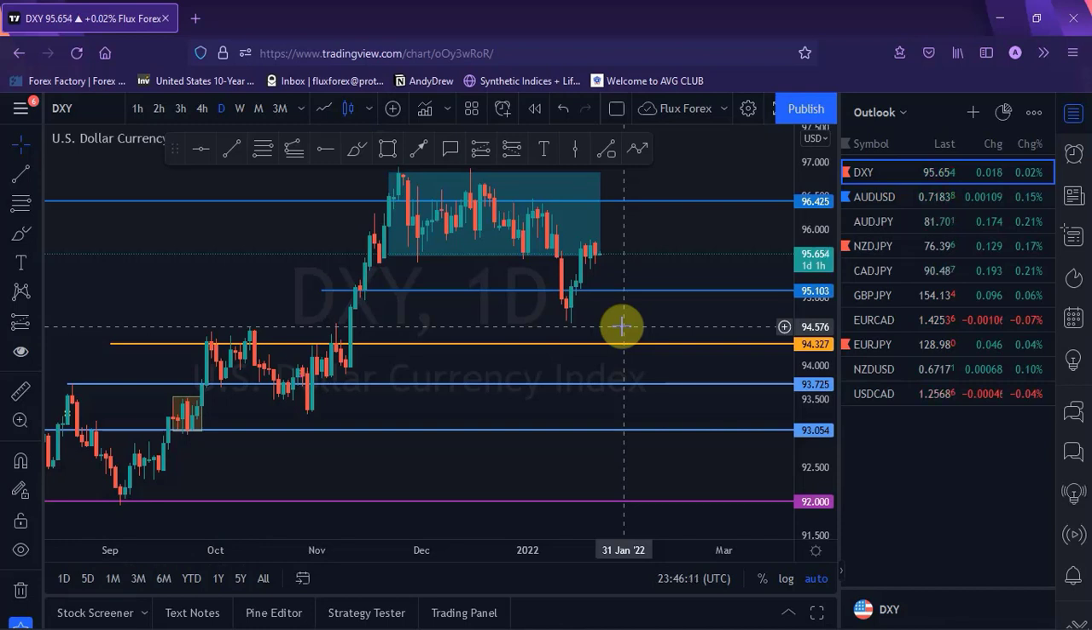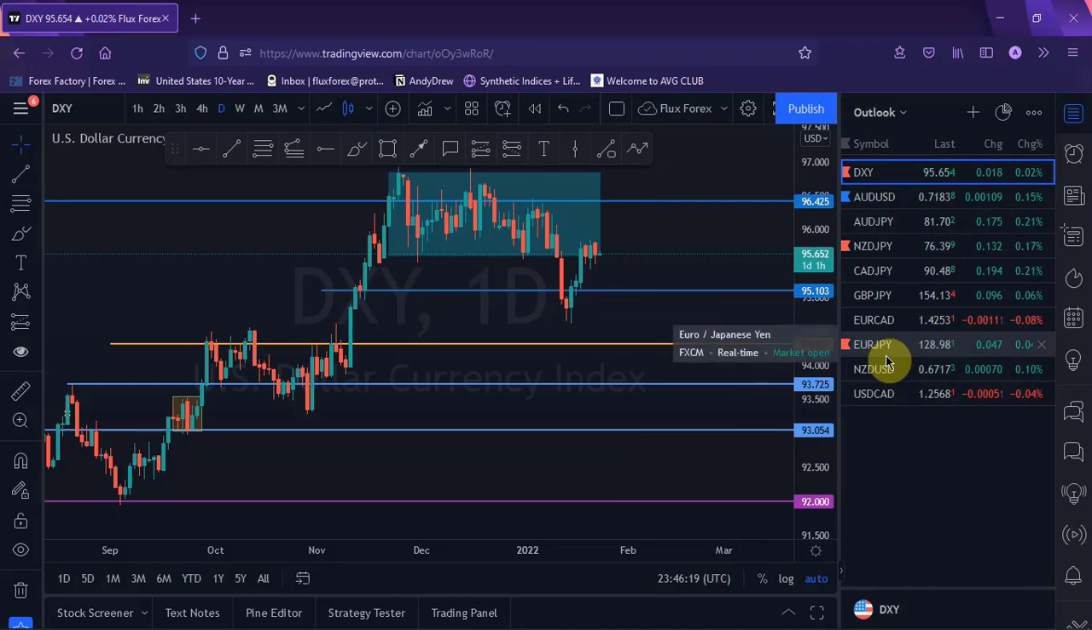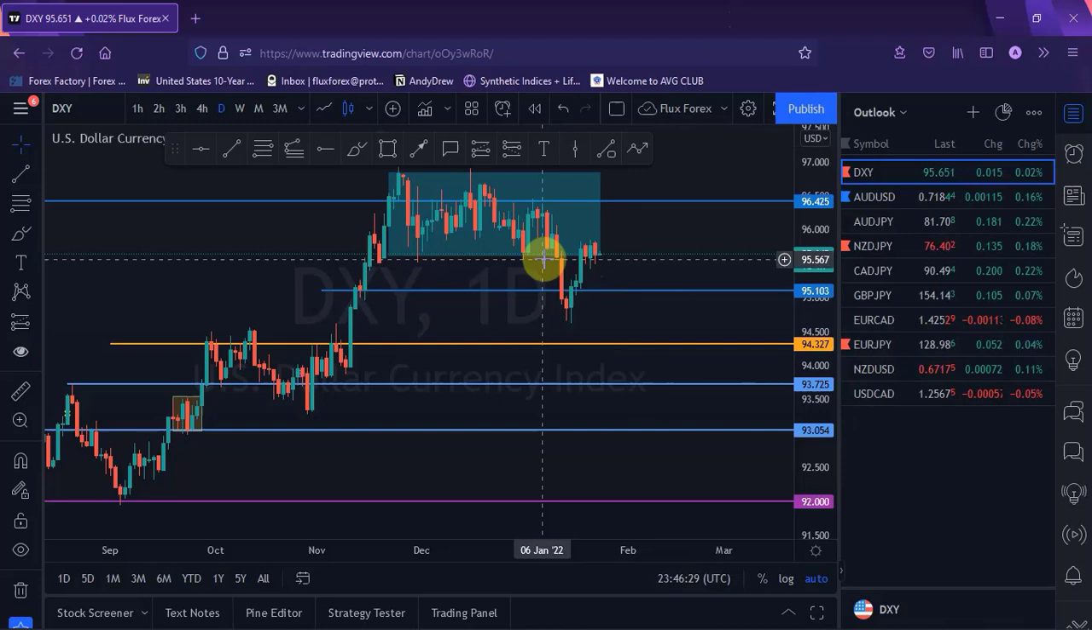So going into this week, I would like us to look at these pairs. These are the pairs I normally trade. I would like us to look at them and see what this week has for us. So first of all, let's begin with the dollar index.